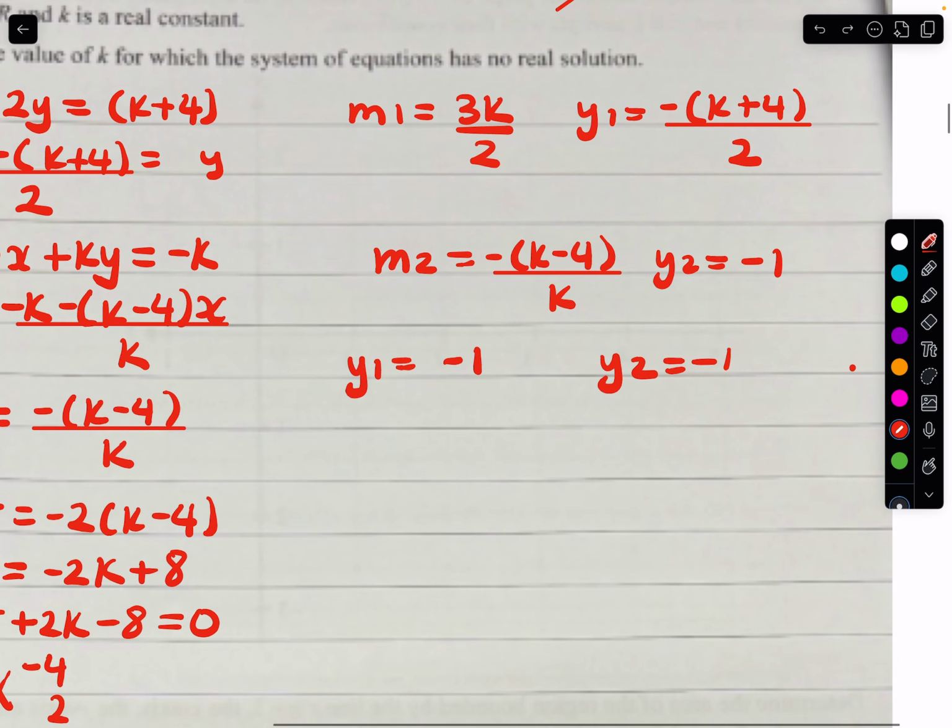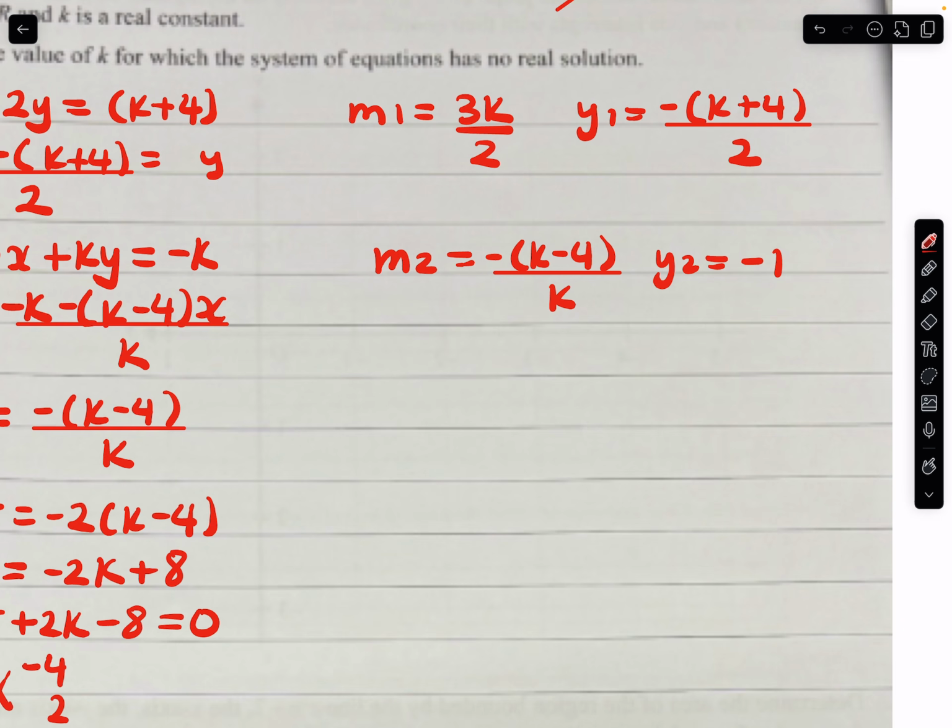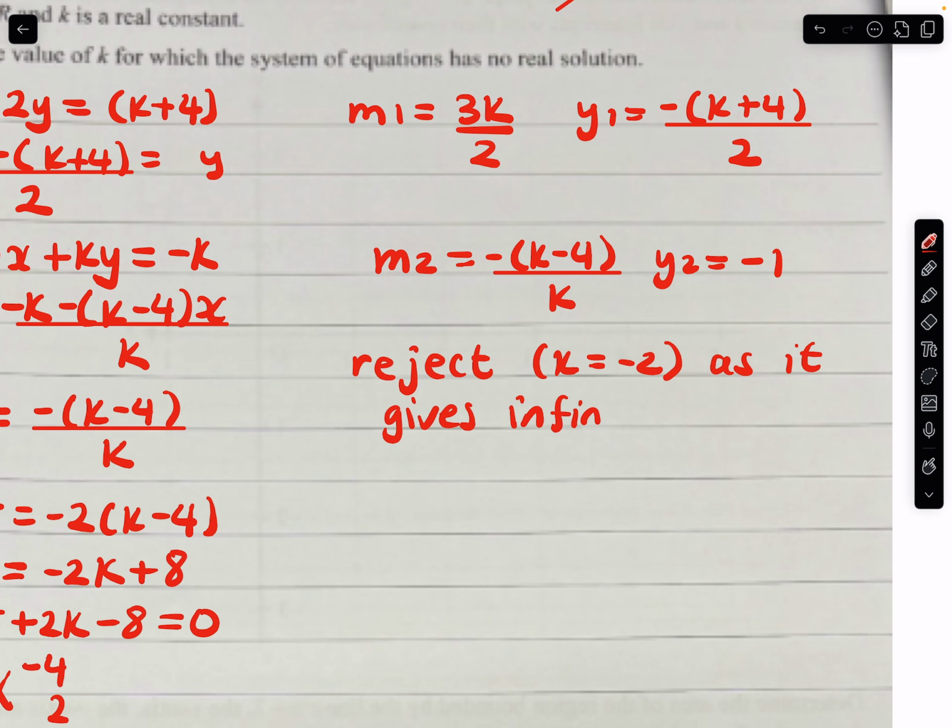So this actually results in infinitely many solutions, which we have to reject. So we want to reject k equals negative 2, as it gives infinitely many solutions. So we also have to check the other one.